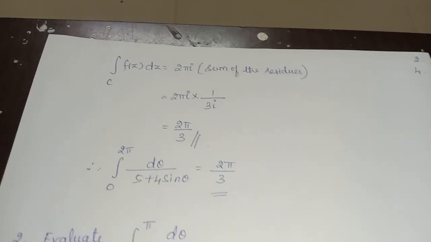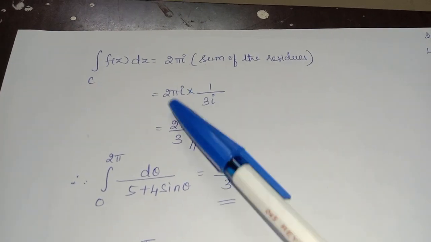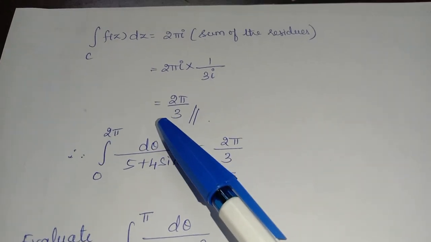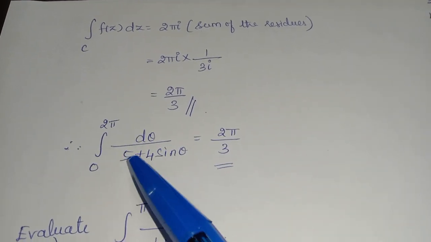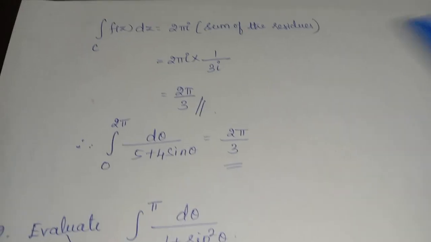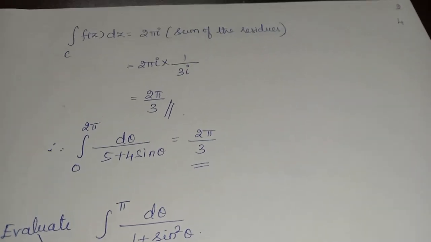Next, what is the integral over C of f(z) dz? It is 2πi times the sum of the residues. So 2πi into 1/(3i). The i cancels. Finally, what do we get? The integral from 0 to 2π of dθ/(5 + 4 sin θ) is equal to 2π/3. Okay, that's all. Then the next problem.